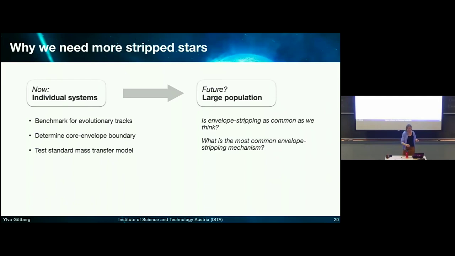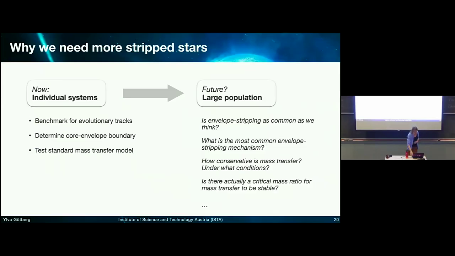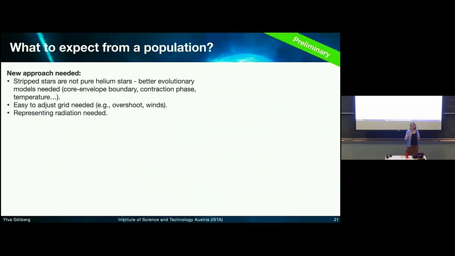What's the most common envelope stripping mechanism? Is it mass transfer? Is it common envelope? How conservative is mass transfer? Can we measure that perhaps? Under what conditions? And is there actually a critical mass ratio? Does that exist? We have a lot of theoretical concepts that we may benefit from having a bit more tests on. So I thought we should make a new population model.